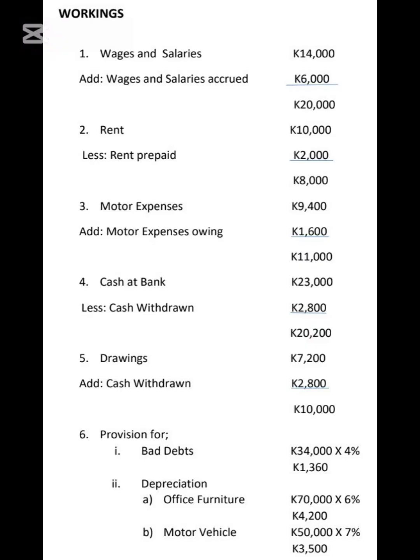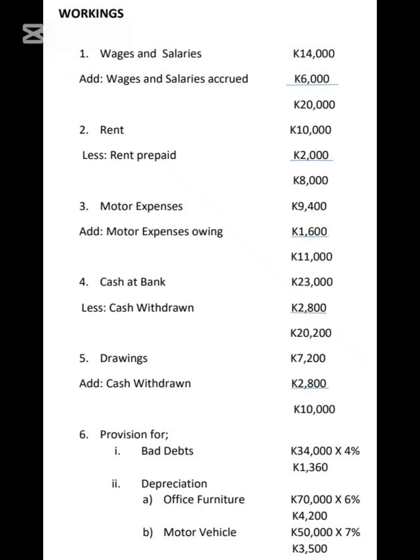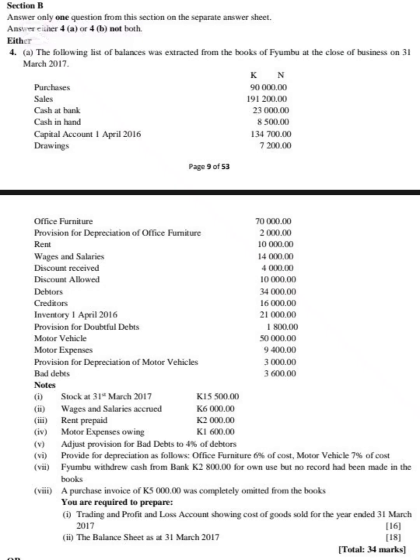Then we go for motor expenses. Motor expenses costing 9,400. Then in the notes we have motor expenses owing 1,600. An owing increases the expenses that the business needs to spend. So we add it to the motor expenses which is already in the business, which would give us 11,000. Then provision. Under the provision, we have provision for bad debts and provision for depreciation. So we'll break it down into two parts.